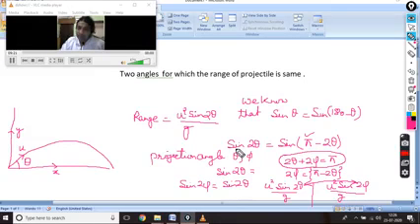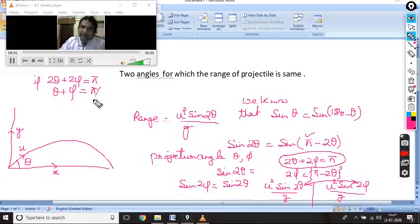Are you understanding? So in which case will the range be same? Range will be same if 2 theta plus 2 phi equal to pi. Let us solve this. If 2 theta plus 2 phi is equal to pi, this means theta plus phi equal to pi by 2. Am I correct? Theta plus phi equal to pi by 2.